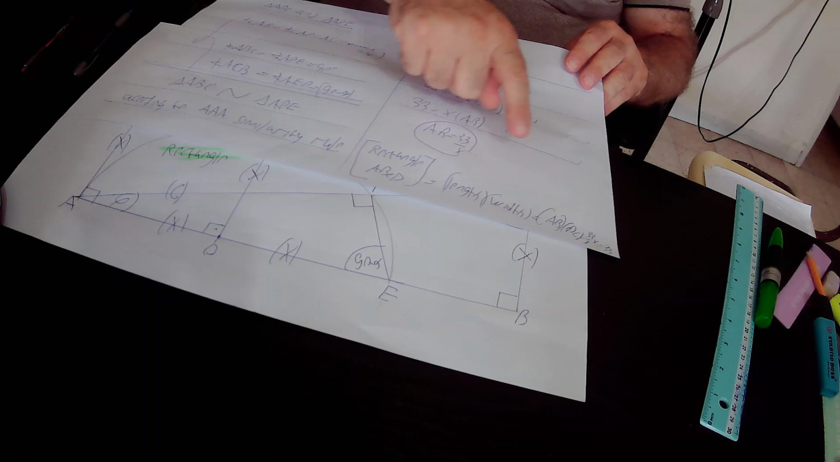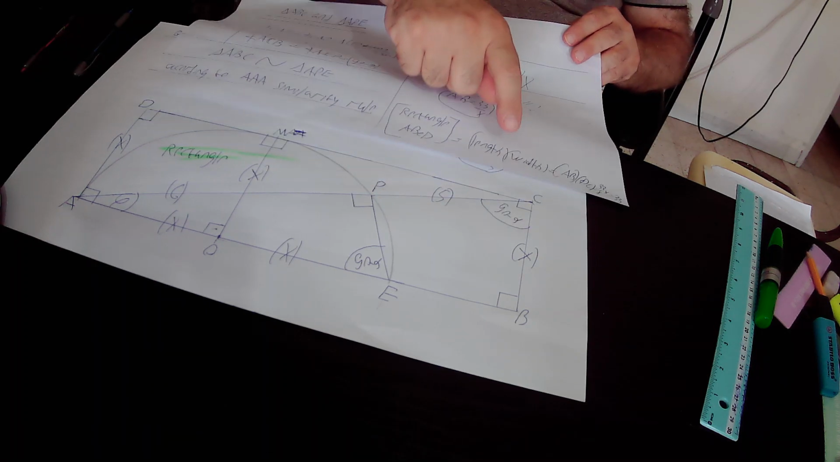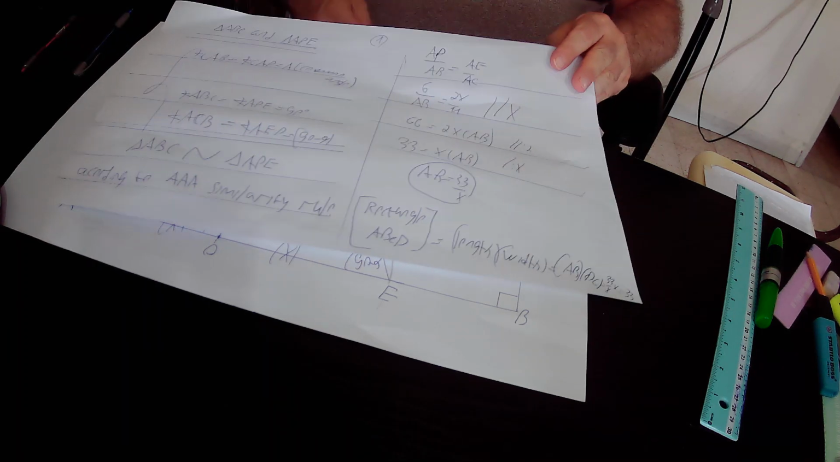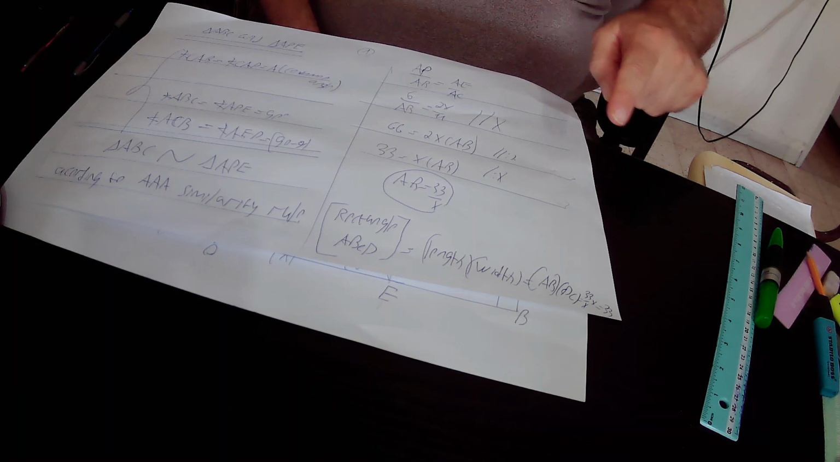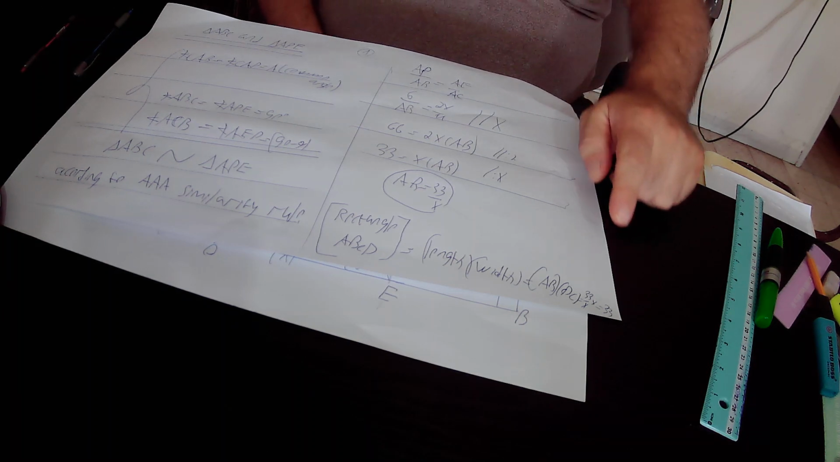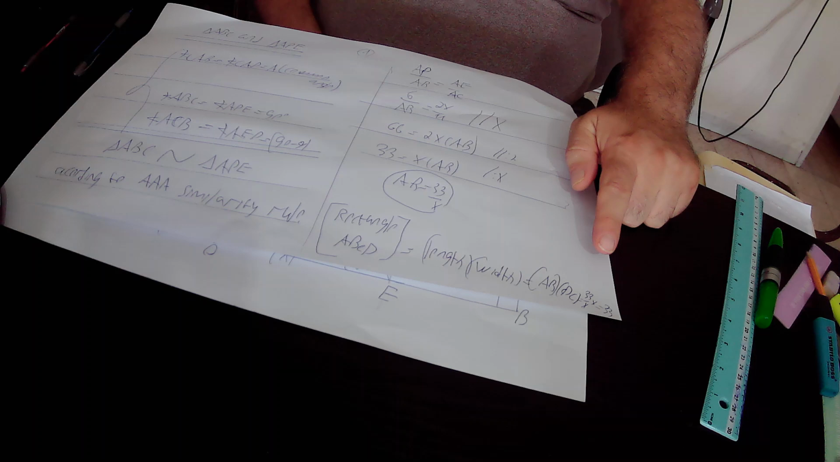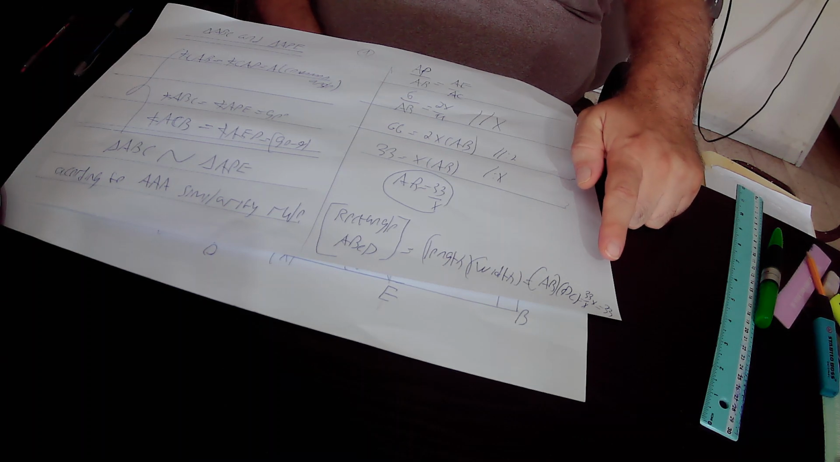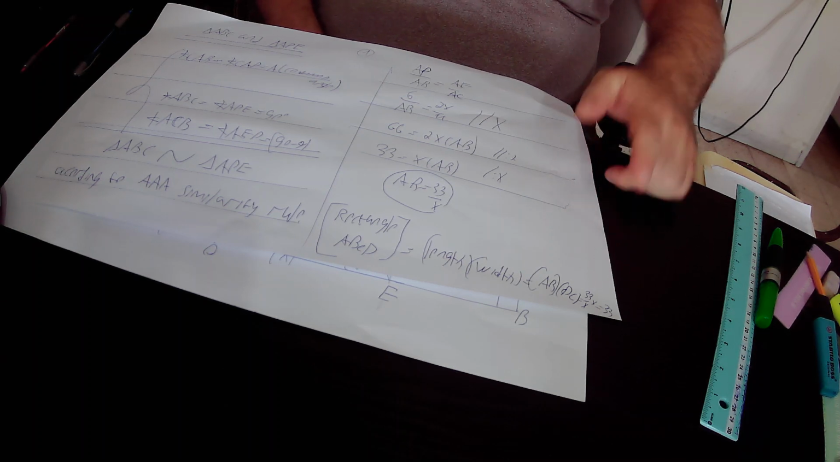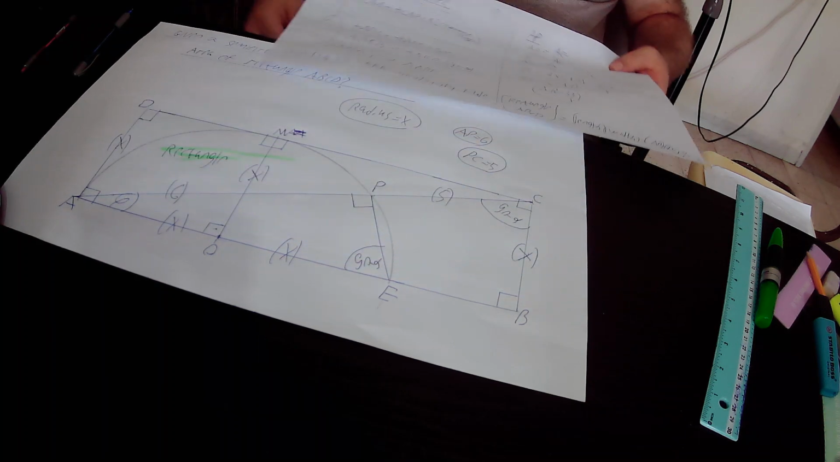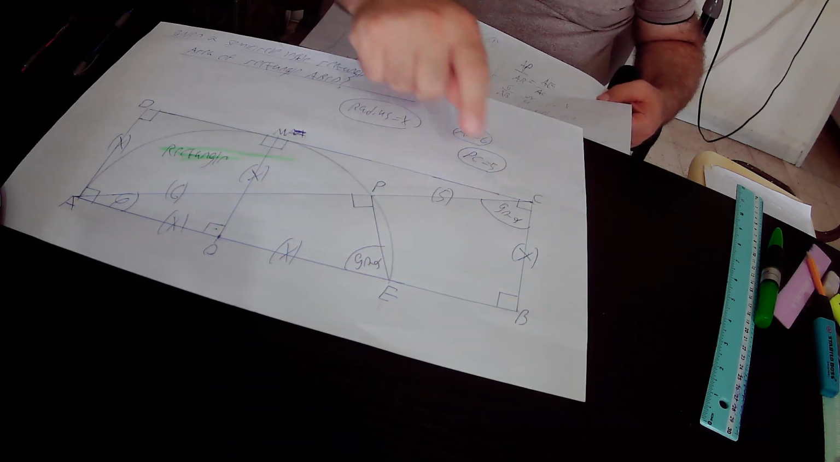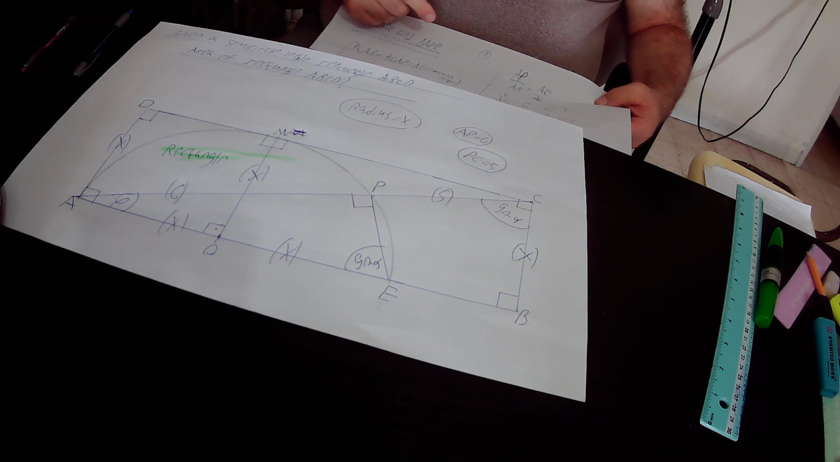AB is 33 over x, and CB is x. So in total, the area of ABCD equals 33 over x times x. We have x in the numerator and x in the denominator, so x gets cancelled, and we are left only with 33. So in total, we found out that the area of this rectangle ABCD is equal to 33 square meters. We finished with the first question.